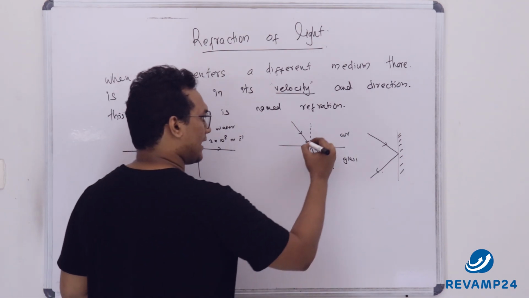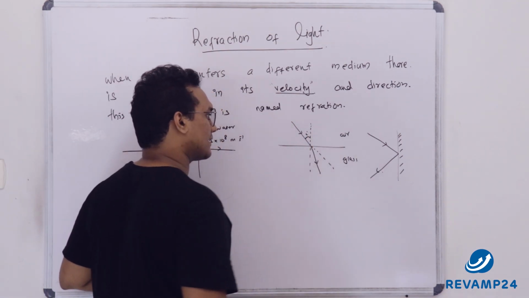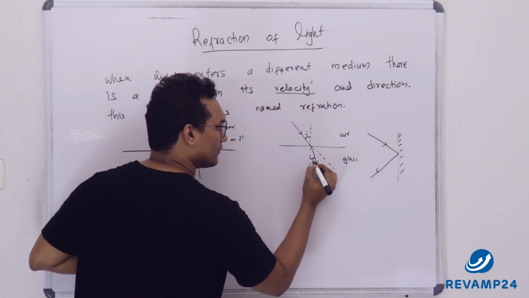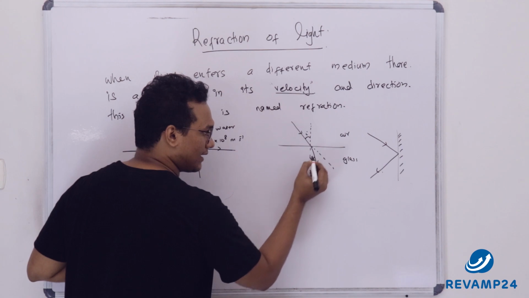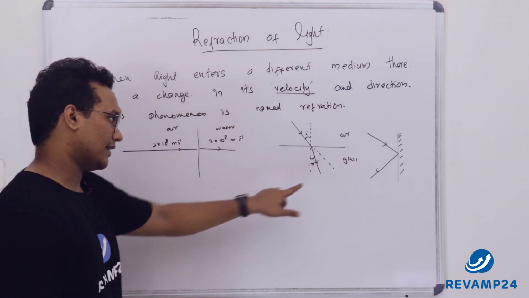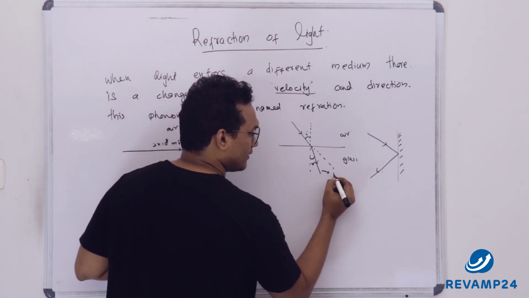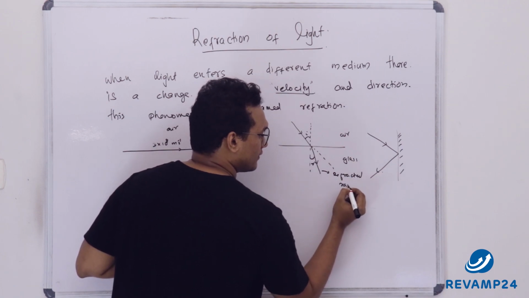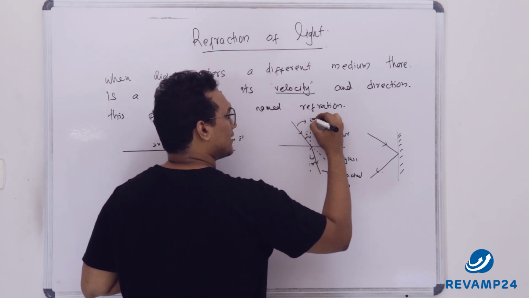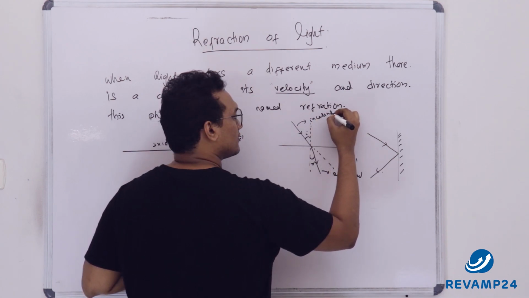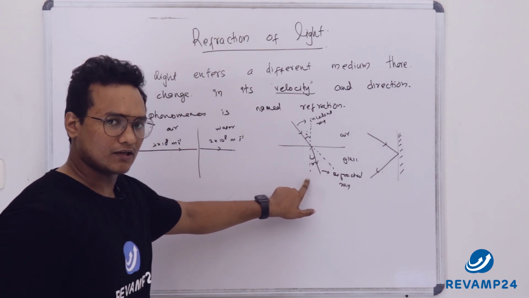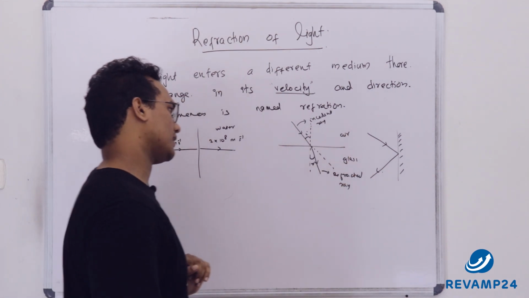Now this is the angle of incidence that the incident ray makes with the normal, and this is the angle of refraction. This is the refracted ray, and this is the incident ray. The angle that the refracted ray makes with the normal is called the angle of refraction.